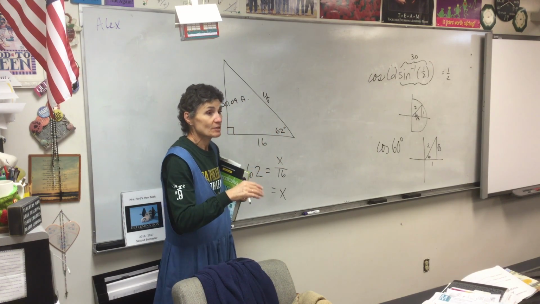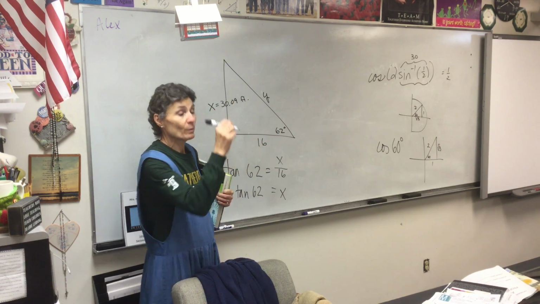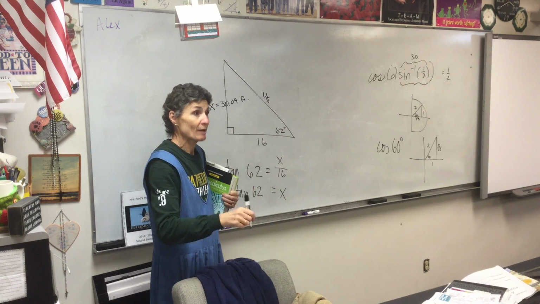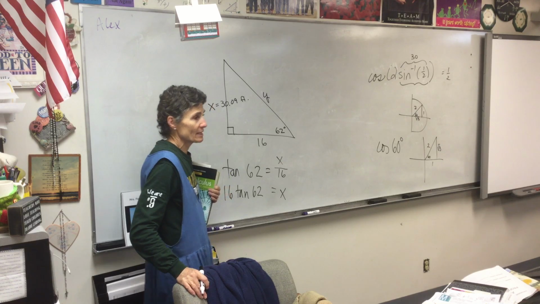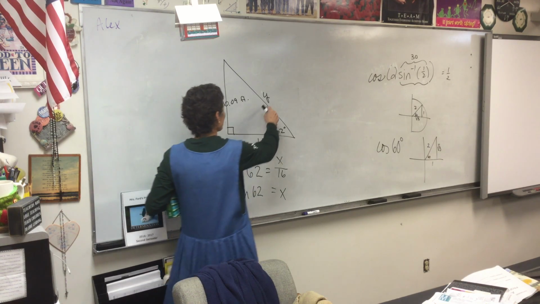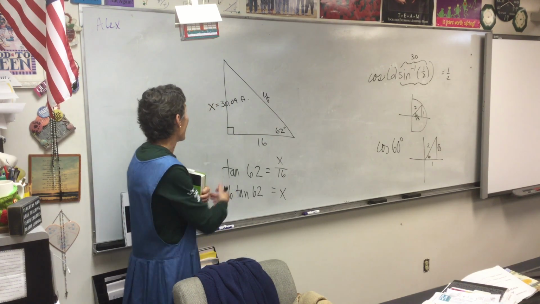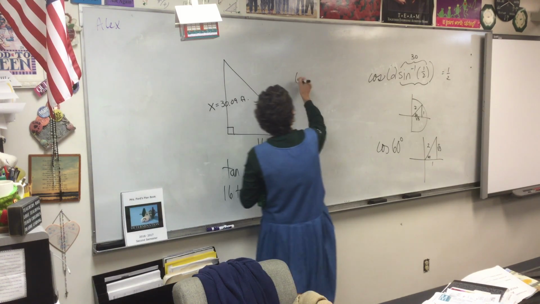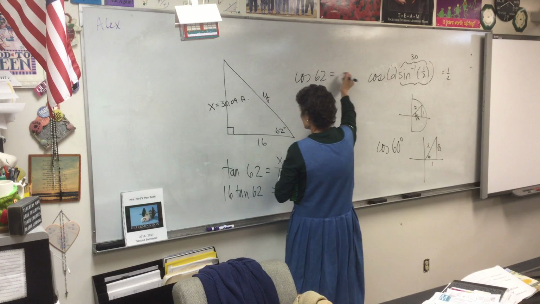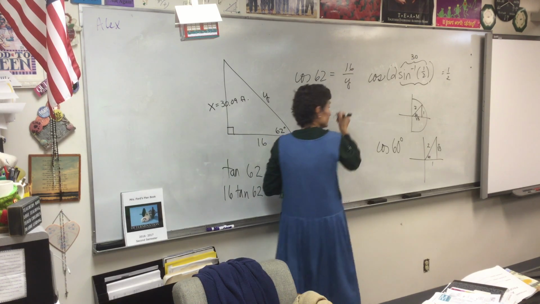Now, if we ever have a situation, and we will, where we need to use the rounded off number, then we need to use it. That's it. We just have to. But if we don't have to, let's not. What would I do to find that side and not use the 30.09? Cosine. So cosine 62 equals 16 over y.